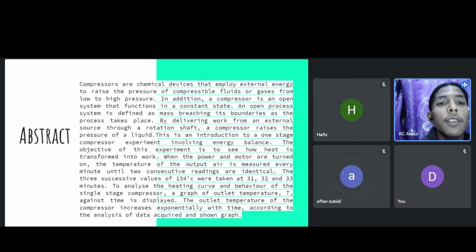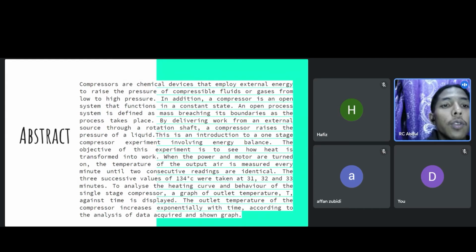Compressors are chemical devices that employ internal energy to raise the pressure of compressible fluid or gases from low to high pressure. In addition, a compressor is a system that functions at a constant rate. An open process system is defined as mass crossing its boundary as the process takes place. By delivering work from an external source through a rotating shaft, a compressor raises the pressure of a fluid.